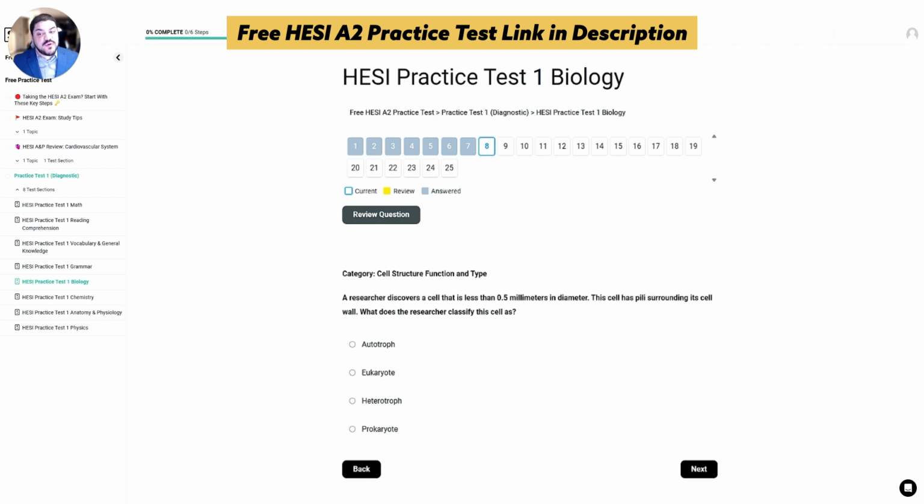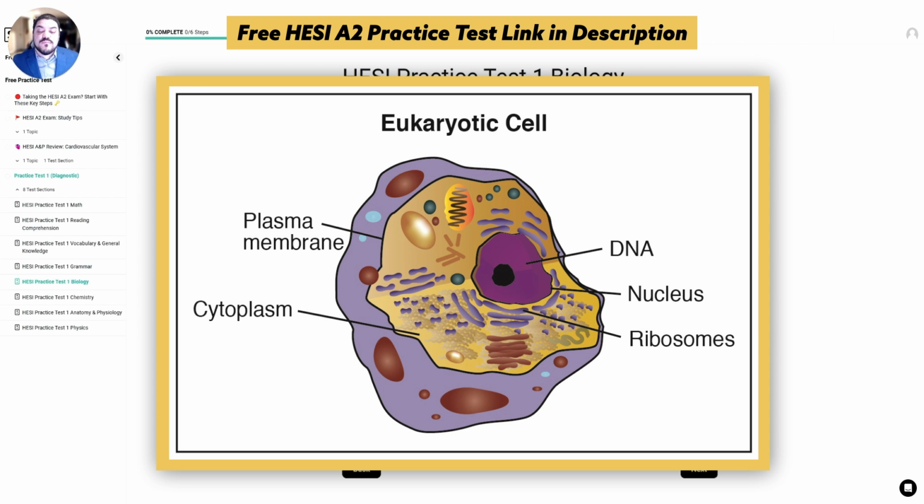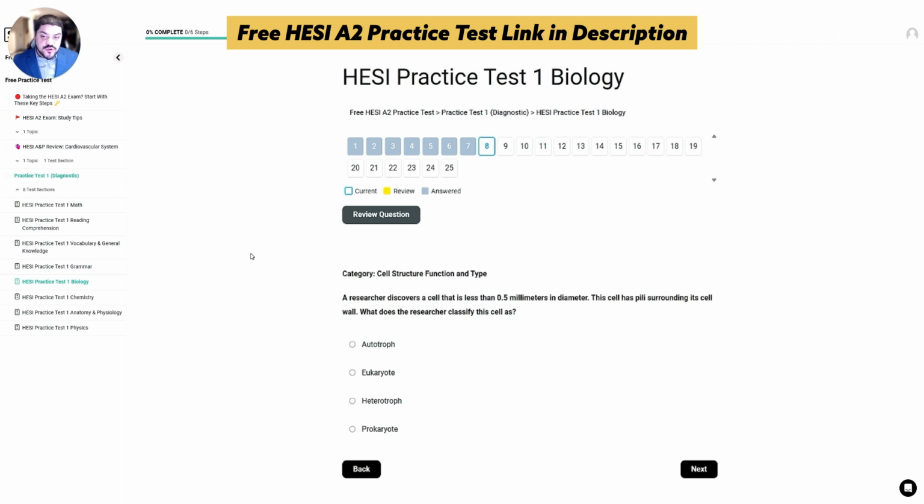Now let's talk about the eukaryote. Eukaryotes have a more complex structure, including a nucleus with a nuclear envelope and membrane-bound organelles. Autotrophs and heterotrophs describe how an organism obtains its energy and nutrients, not the cellular structure. Autotrophs produce their own food using energy from the sun or other inorganic sources, while heterotrophs obtain nutrients by consuming other organisms. All right, that was D.